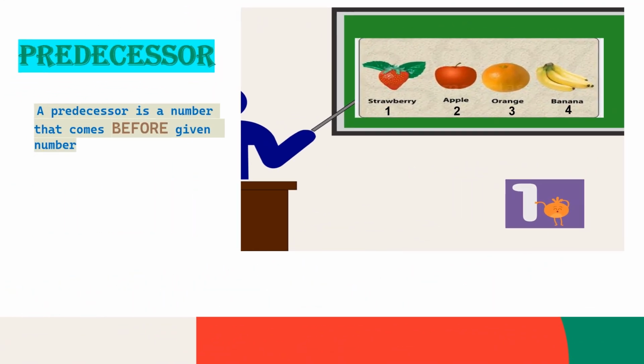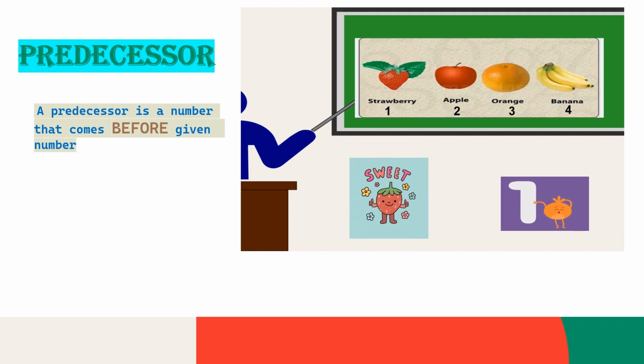Next is predecessor. Again we'll take same example. Now which fruit is placed before apple? Answer is strawberry. And in numbers, what comes before 2? Answer is 1.